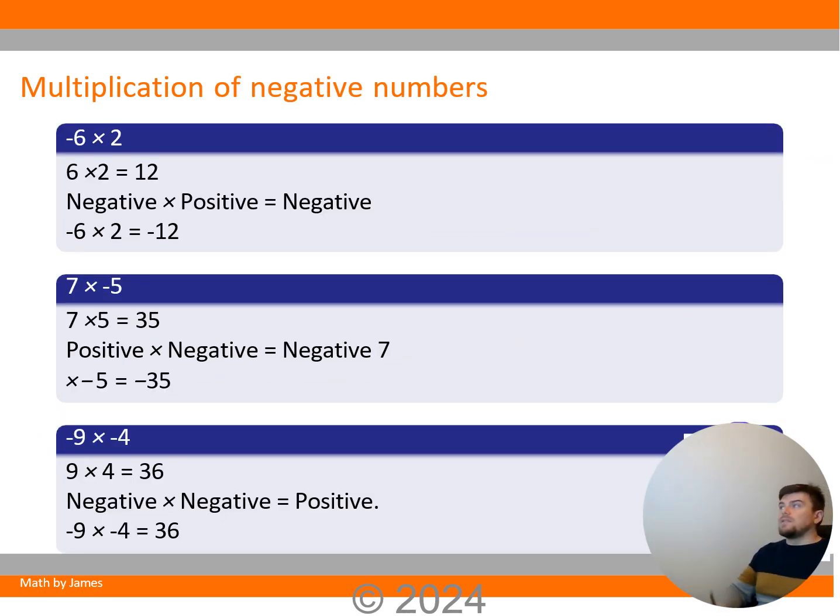So let's have a look at this first example here. We've got minus 6 times 2. 6 times 2 is 12, but a negative times a positive is a negative, giving us negative 12. So it's really important to know our multiplication tables. Here we've got 7 times negative 5, so 35, but we know that would be a negative, because we have a positive times a negative. Now we have a negative times a negative. So negative 9 times negative 4, 4 times 9 is 36, and we know that would be a positive.